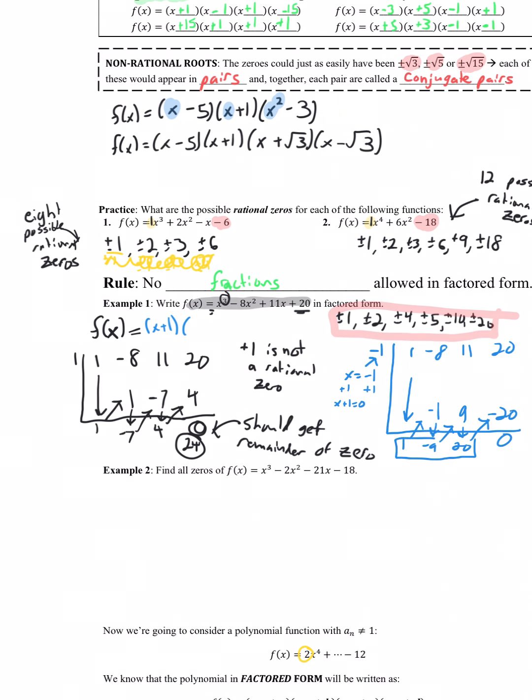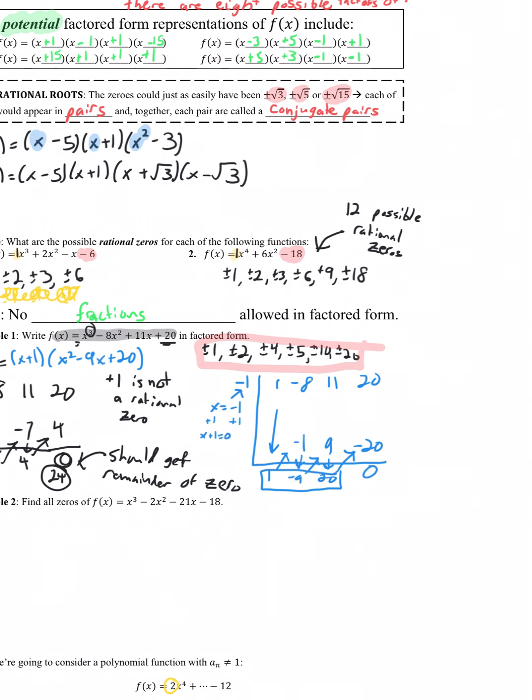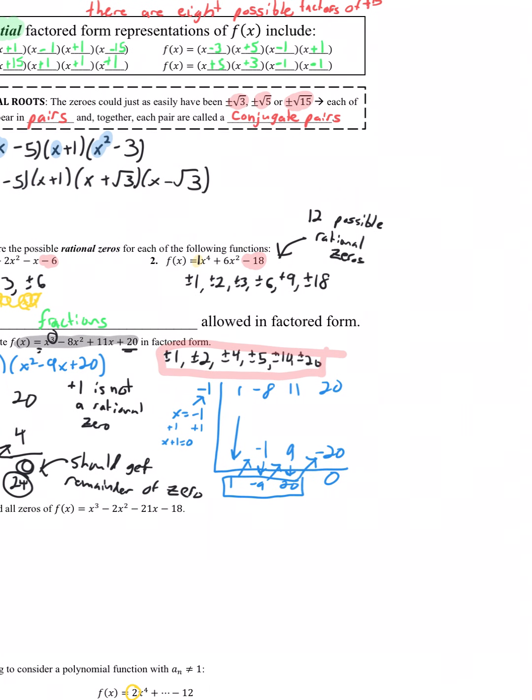And then the factored form so far is going to be x plus 1 times x squared minus 9x plus 20. Then I want to factor the second part. I could keep guessing and checking, or I could go ahead and say, why don't I just factor this one because I know how to factor quadratic functions.